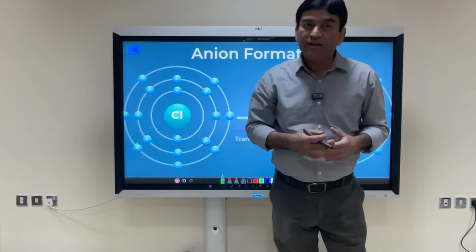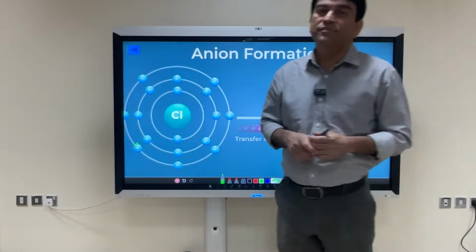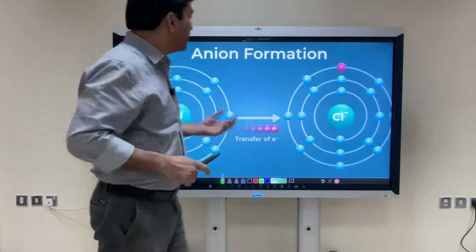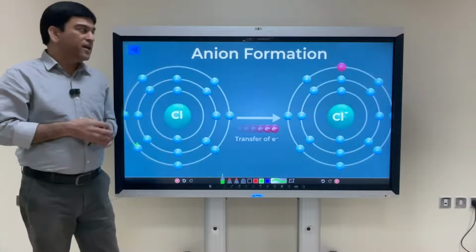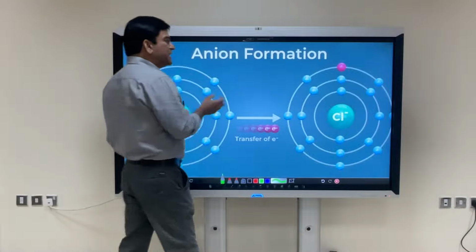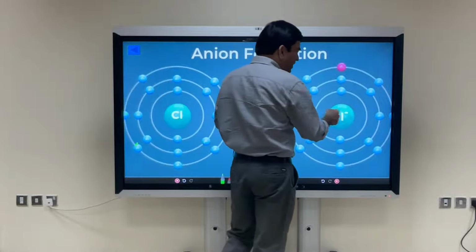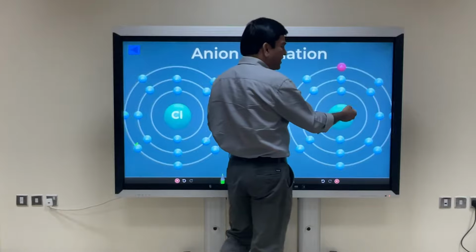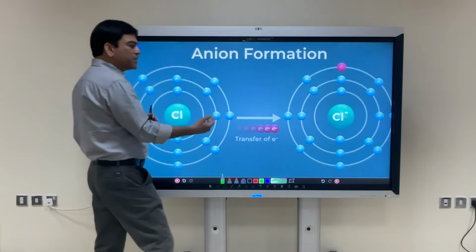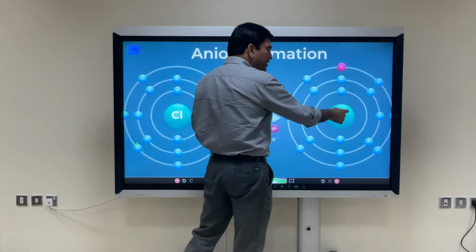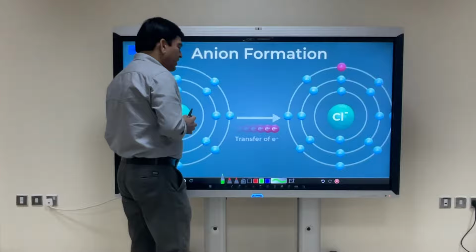If it has 7 electrons, it means there is a deficiency of 1 electron. It has 7 electrons in the outermost shell. If there is a deficiency of electrons, it gains 1 electron. When it gains 1 electron, it becomes Cl minus, or you can say it becomes an anion. Which type of ion? That is Cl minus, and Cl minus is known as an anion. So this is the formation of an anion.